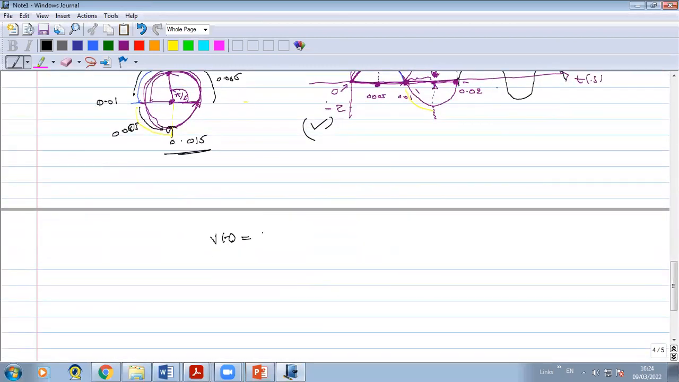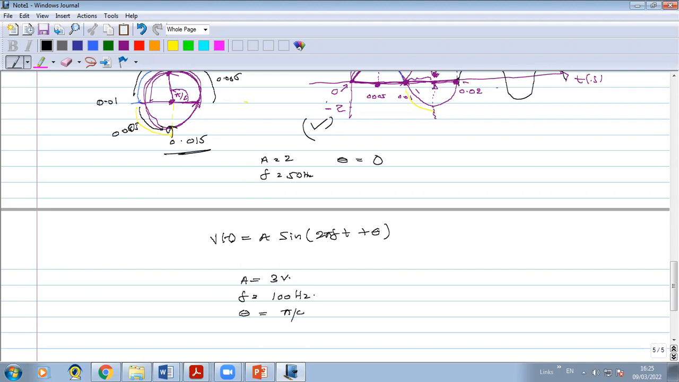So this is our signal A sine 5ft plus theta. Previously we had A as 2 volt, F as 50 hertz, and theta as 0. At this time I will get A as 3 volt, F as 100 hertz, and theta as 5/4. If I write my signal with these parameters, we will get Vt is equal to 3 sine 25ft plus 5/4. Then we have to draw this signal.